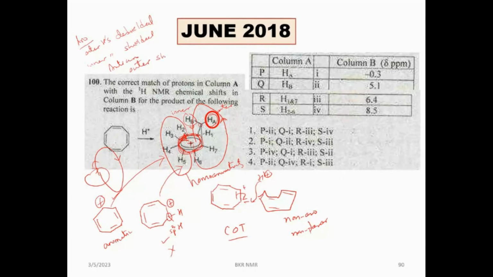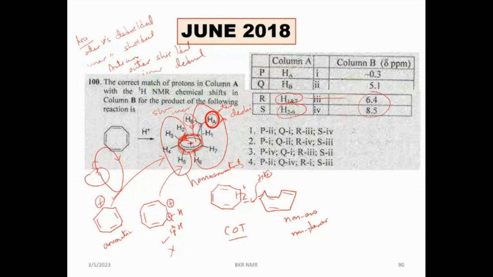Outer will get shielded, inner will get de-shielded. Since it is an aromatic system, outer will be de-shielded, inner will be shielded. So these H1 and 7, H2 and 6, they are aromatic protons. Aromatic protons range is like that only. Okay, so they will be in the aromatic range.